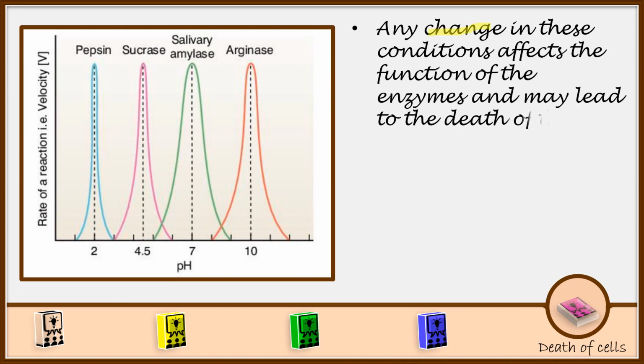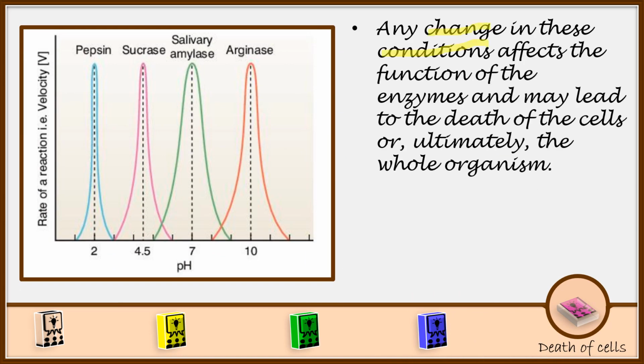Any change in these conditions affects the functions of the enzymes and may lead to the death of the cells or ultimately the whole organism. So when the conditions change and they move away from a particular condition, then the function of the enzymes is going to be affected. For example, let us look here.